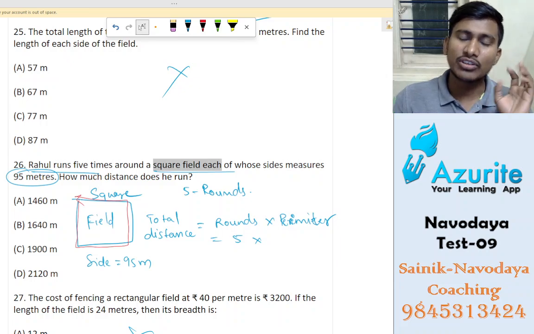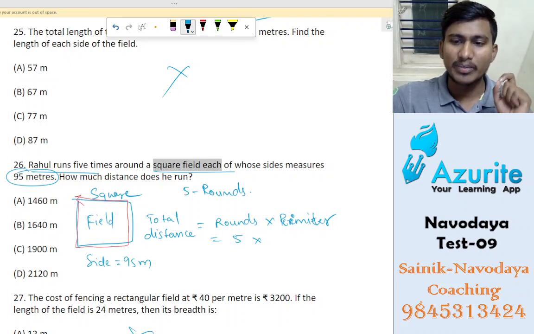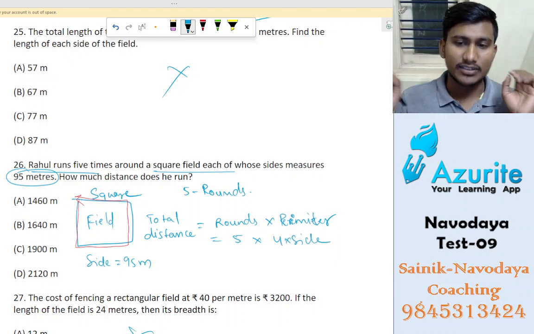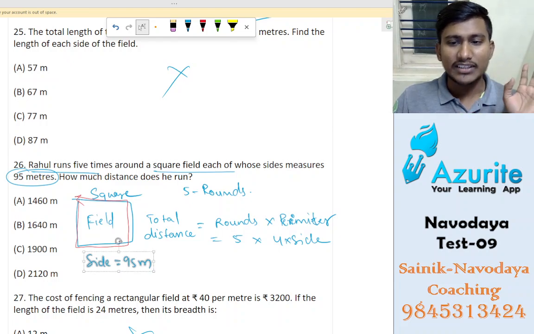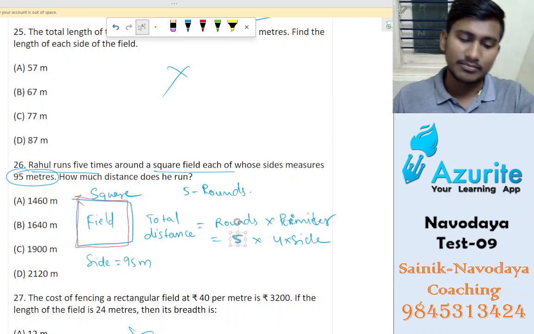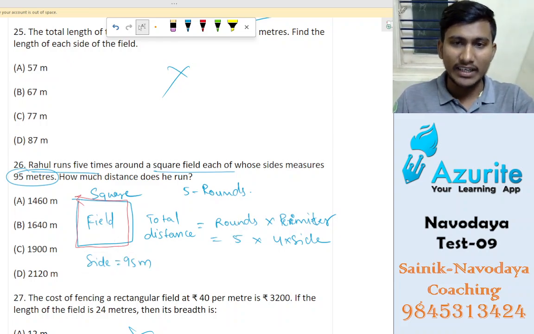If he is running around the square field, 5 rounds, perimeter, how do you find? 4 into side. Side is given as 95. So you multiply 95 with 4, you will get the answer, and then multiply with 5 rounds. So you find the answer.